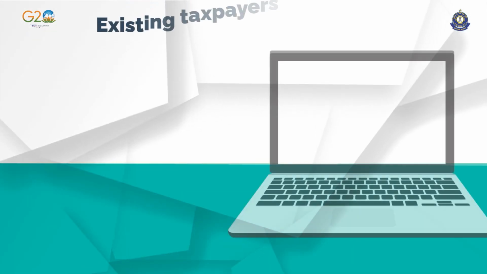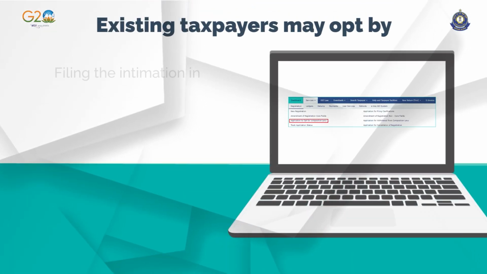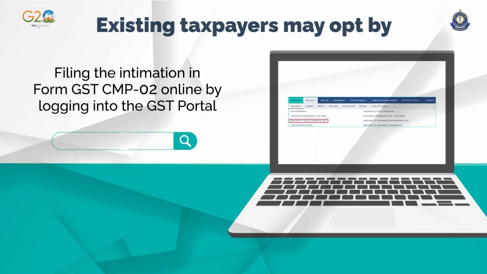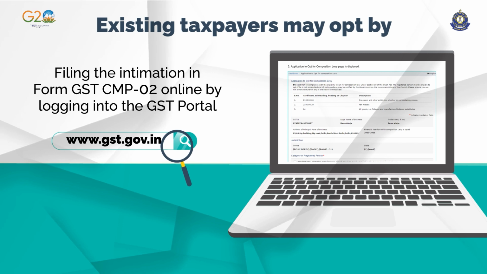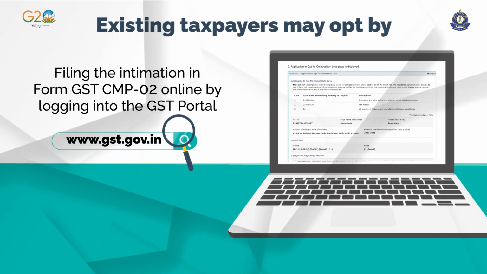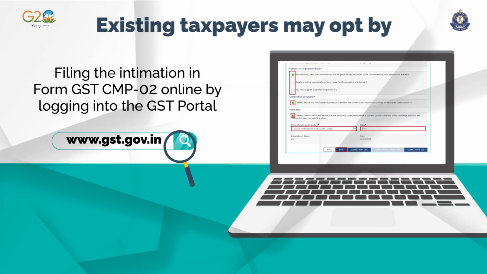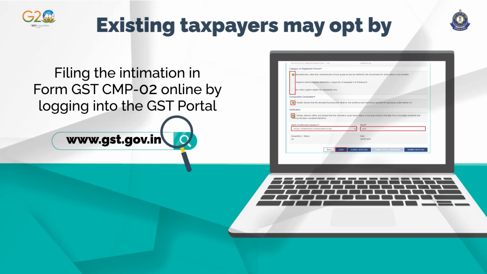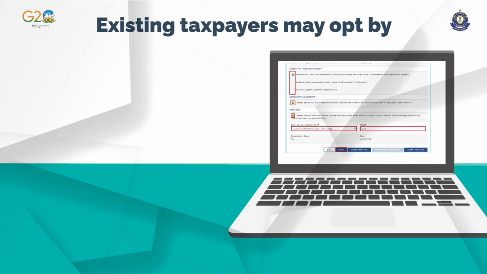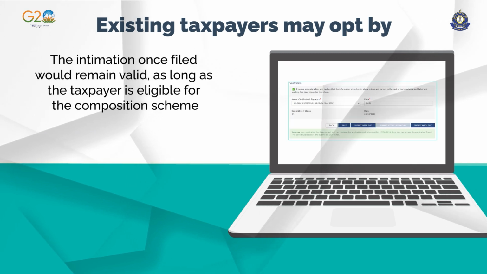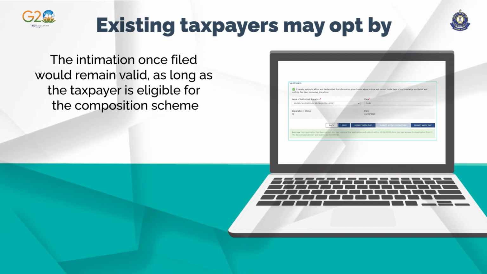Any registered person who wants to opt for composition levy has to file GST CMP 02. This can be done online by logging into the GST portal. This intimation should be given before the beginning of the financial year. The intimation once filed for the scheme would remain valid as long as the taxpayer is eligible for the composition scheme under GST.